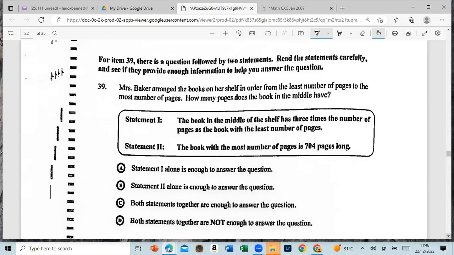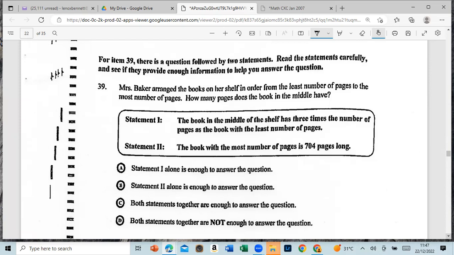For item 39, there's a question followed by 2 statements. Read the statements carefully and see if they provide enough information to help you answer the question. It goes, Mrs. Baker arranged the books on her shelf in order from the least number of pages to the most number of pages. How many pages does the book?